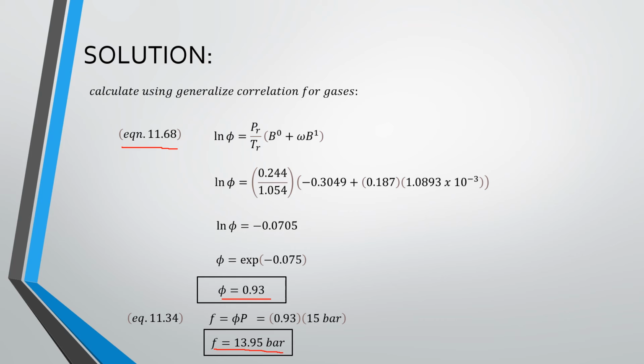Notice that we calculated equal values of phi and fugacity using SRK equation of state and the generalized equation. This means that using the generalized equation can also give us a close approximation of the values. Also, recall that the Pitzer correlation for second virial coefficient is applicable to systems with low to moderate pressures.